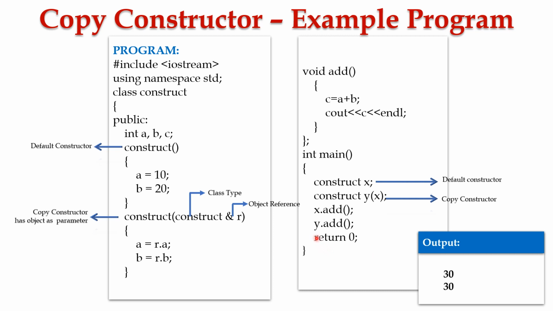So next, Y dot add. Now the control moves to the class construct, finds the add member function, performs A plus B, that is again 10 plus 20, it is 30, stored in the variable C. Using cout statement, the value of the variable C is displayed to the user as shown in the output. So next, return 0 statement is executed and it implies the successful execution of the program.